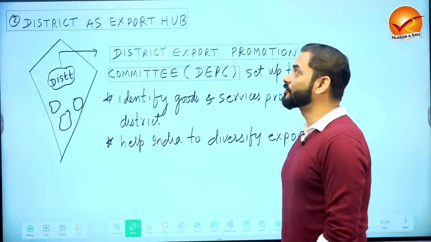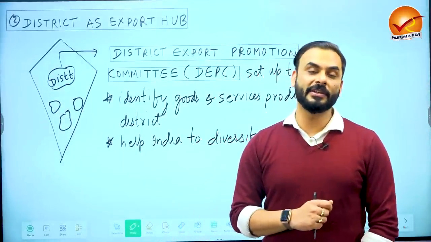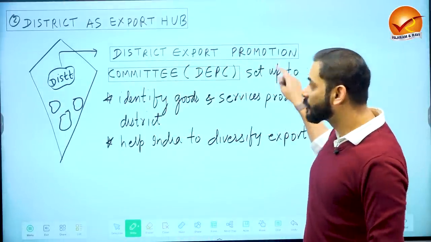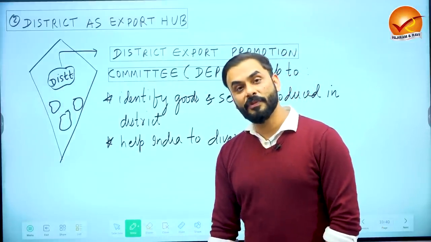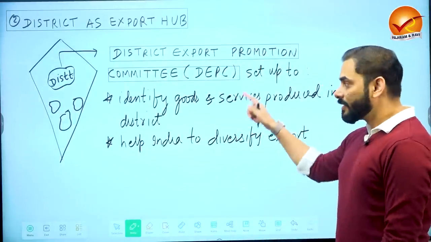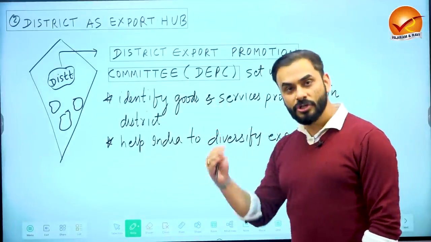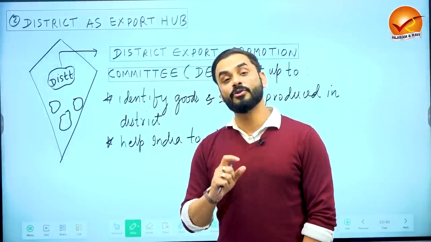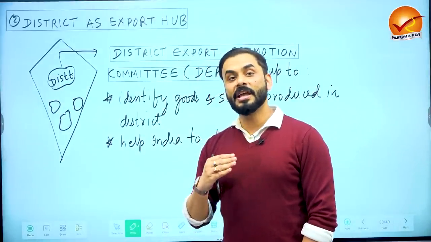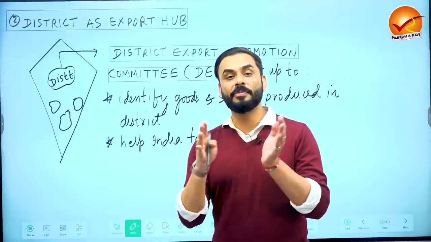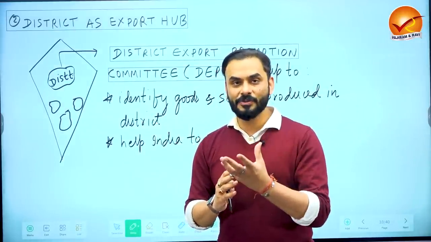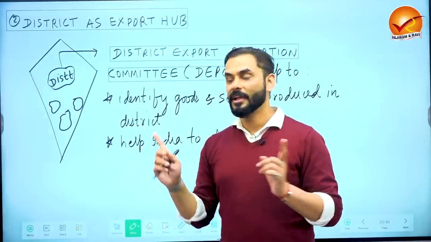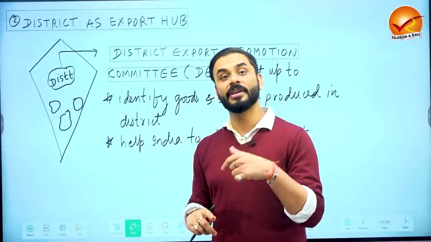Now, let's look at the second scheme, District as Export Hub. So, you know what Government of India has done? Now, Government of India has said that in every district of India, there will be a creation of a District Export Promotion Committee, DEPC. What will be the job of this committee? This committee is going to identify if there are any goods or services which are produced within a district which can be exported, right? So they are basically trying to find out those goods and services which can be exported out of India so that our export becomes more diversified, because we are hardly exporting a few selected things. Government of India wants that India should export diversified things.